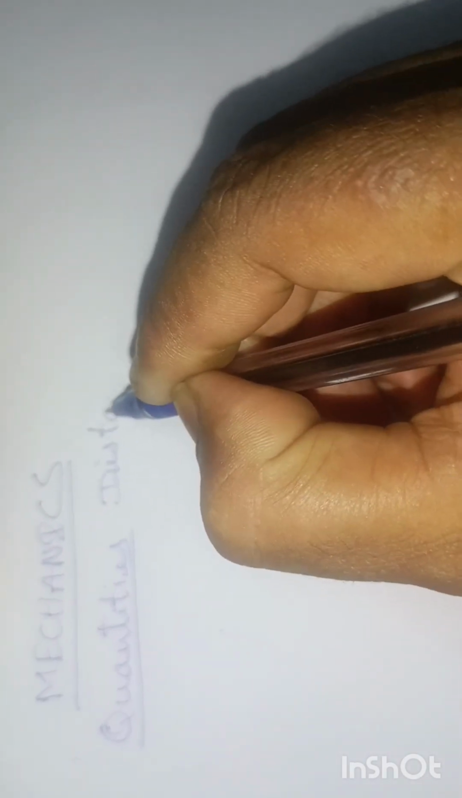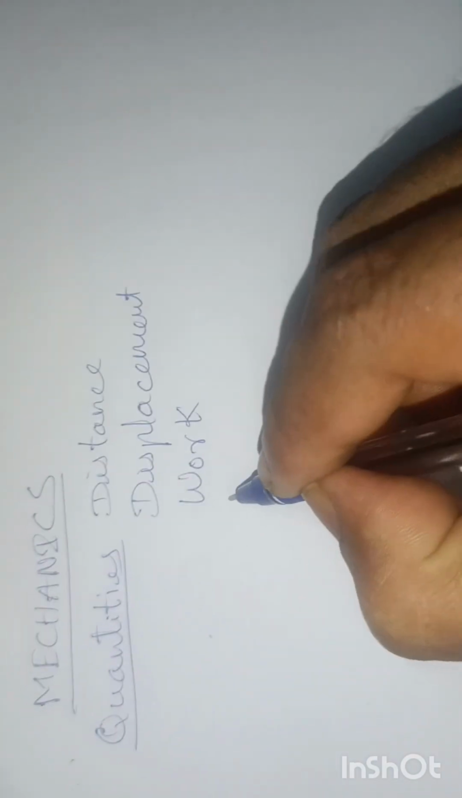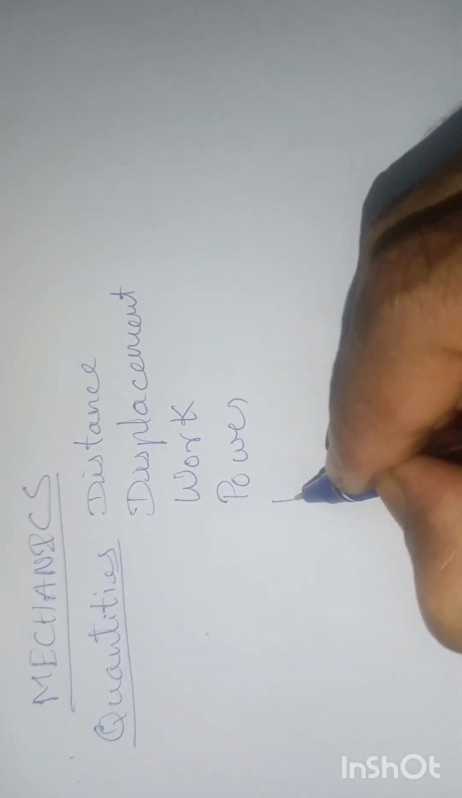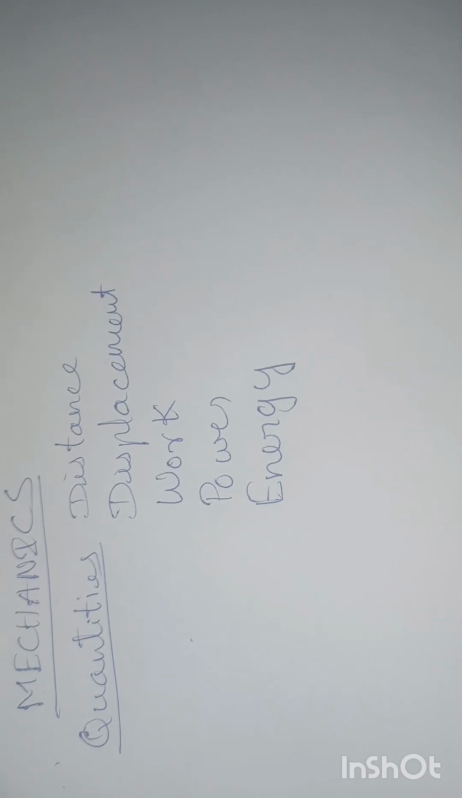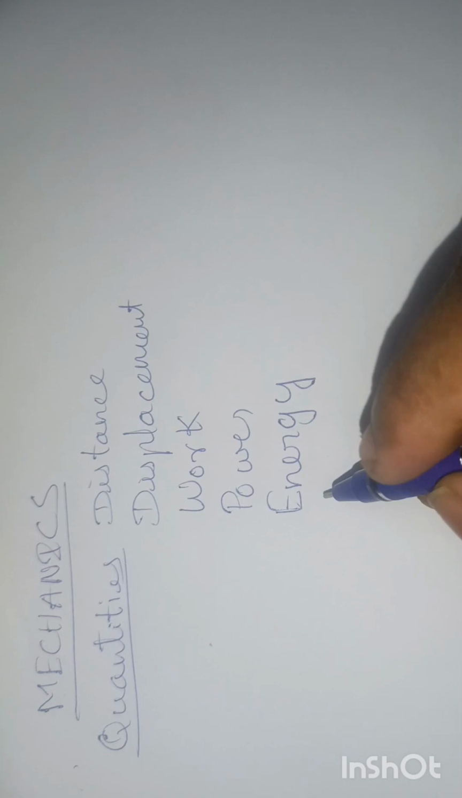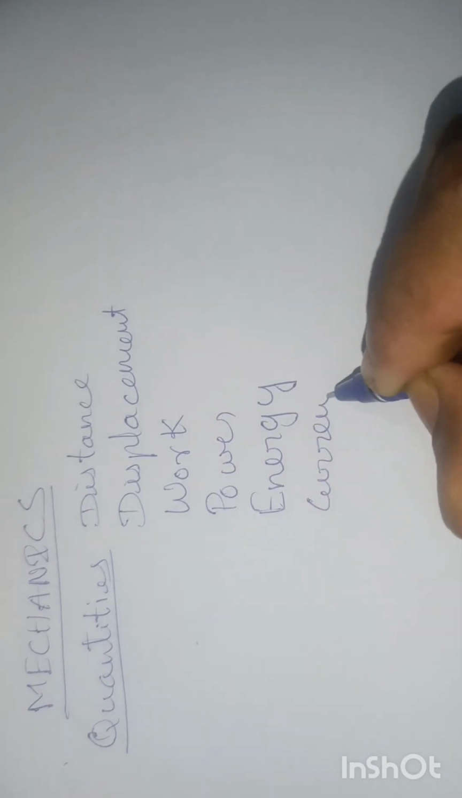Basic quantities we know very well, that is distance, displacement, work, power, energy, and we have many other quantities related to them. Even we have a concept called the current. These quantities are correlated to them.